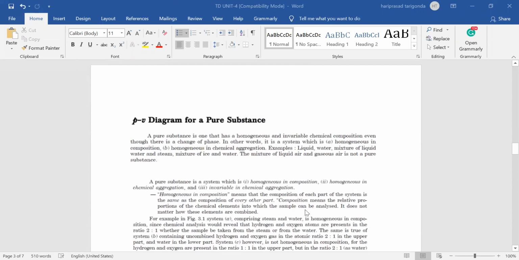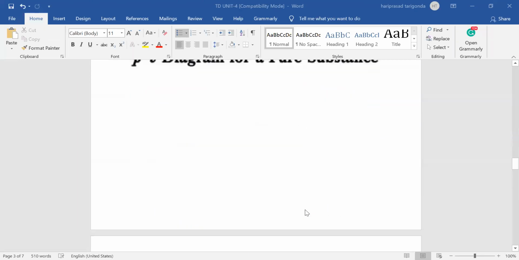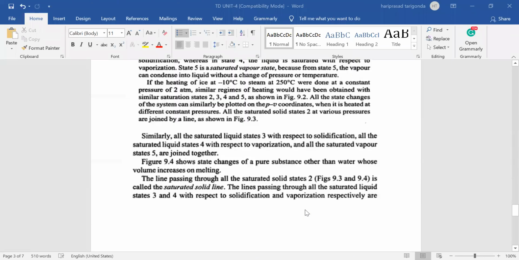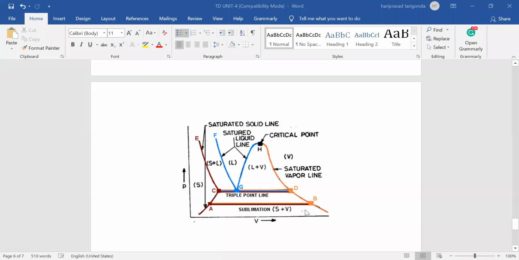Next, they have explained the PV diagram. I will explain this PV diagram later, so I will stop here. This is the PV diagram actually. We will discuss all these things in the next class. You can ask me doubts. I will clarify up to now.